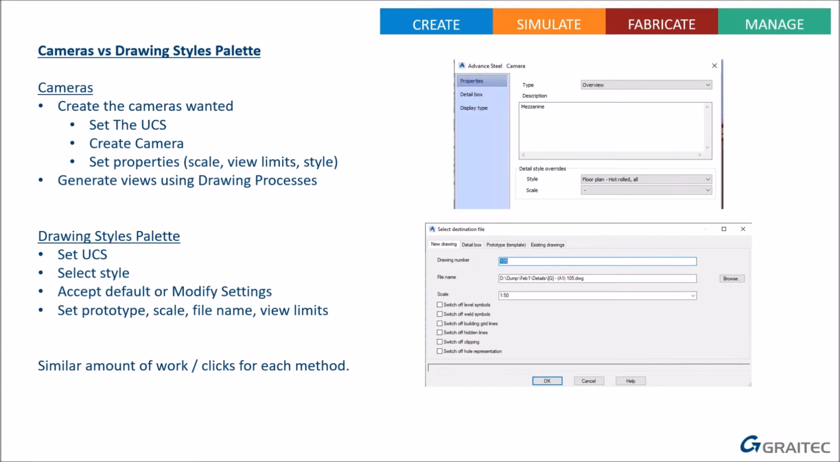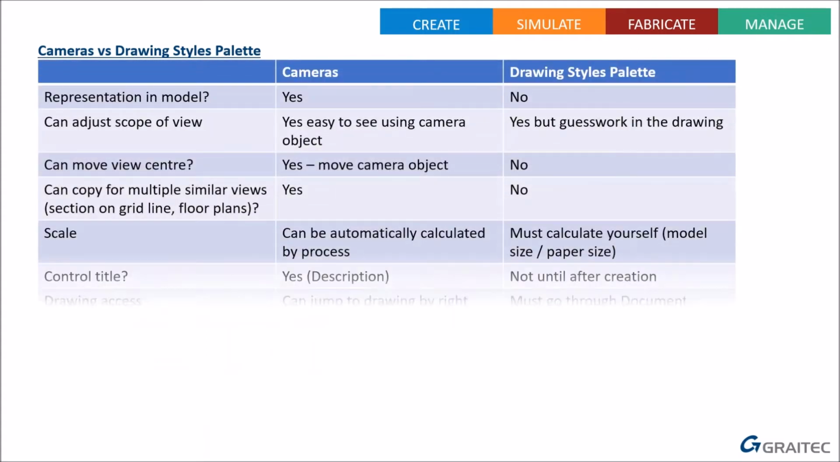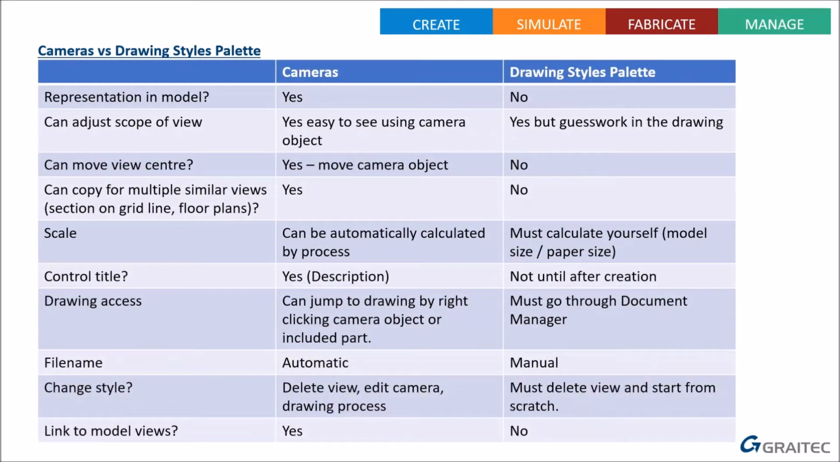So what are the pros and cons of each method? Well, here's a quick table to summarize this. If you use the drawing styles palette, there's nothing in your model that shows where that style came from. There's nothing that will allow you to see what it's related to. But with the camera, you get a physical object in the model representing where that camera is showing. And because you've got that physical object, if you want to adjust it, you can use grips or you can edit the properties of that object to change the size of that view. If you didn't quite include enough or included too much, you can shrink it down.